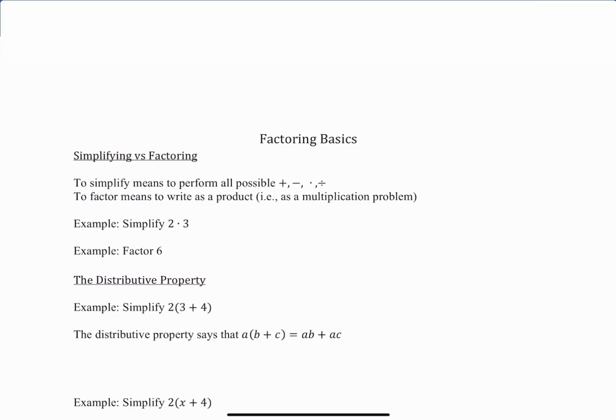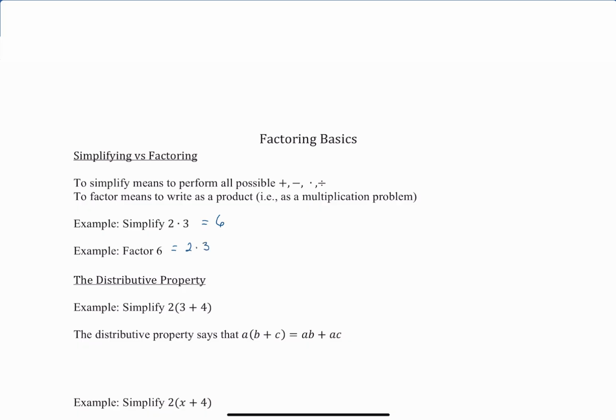So, for example, a problem that says simplify 2 times 3 is telling you to do that multiplication and write the answer as 6. On the other hand, a problem that says factor 6 is telling you to take the 6 and turn it into a multiplication problem. So you would answer 2 times 3.